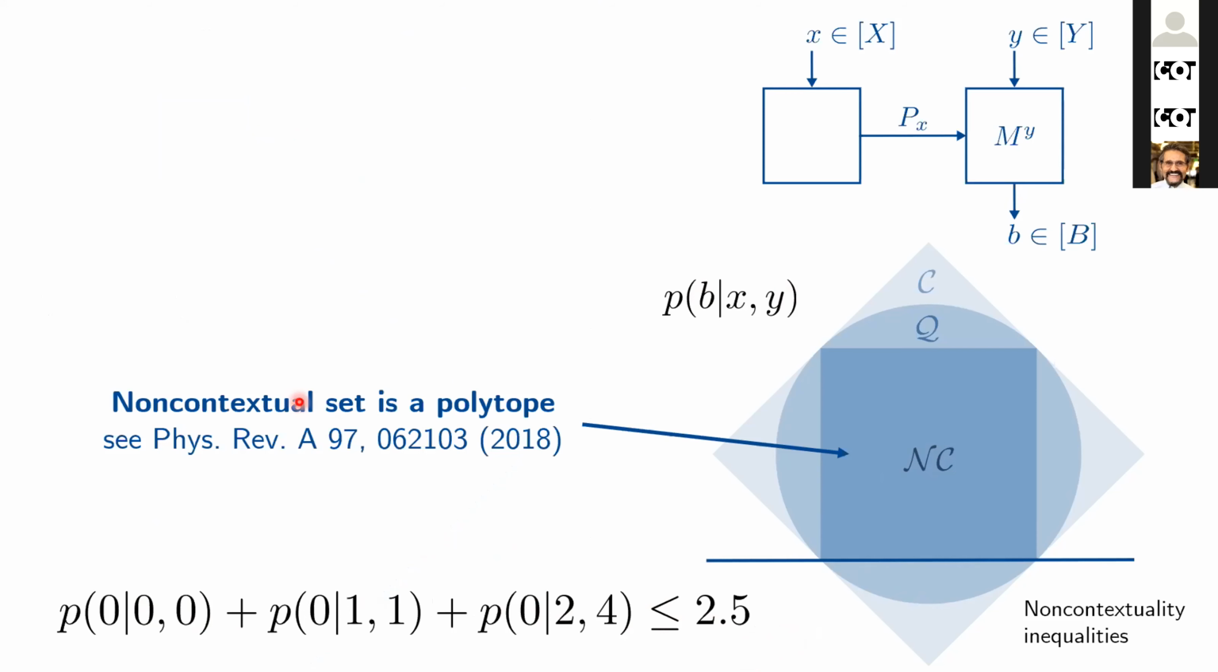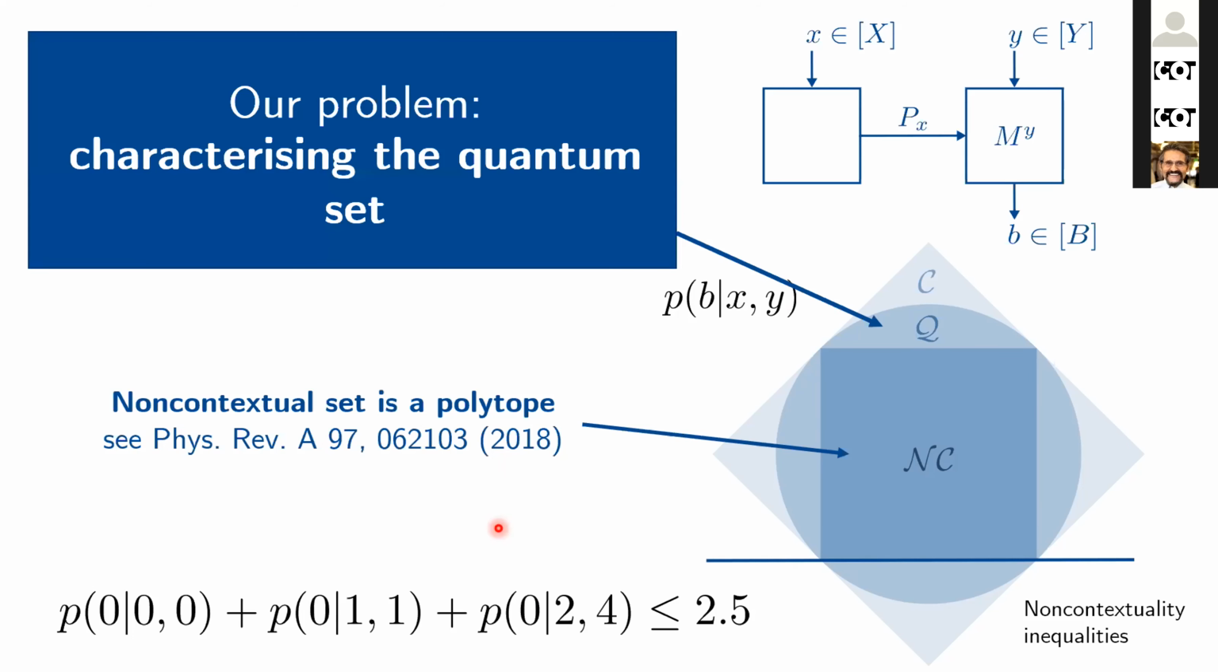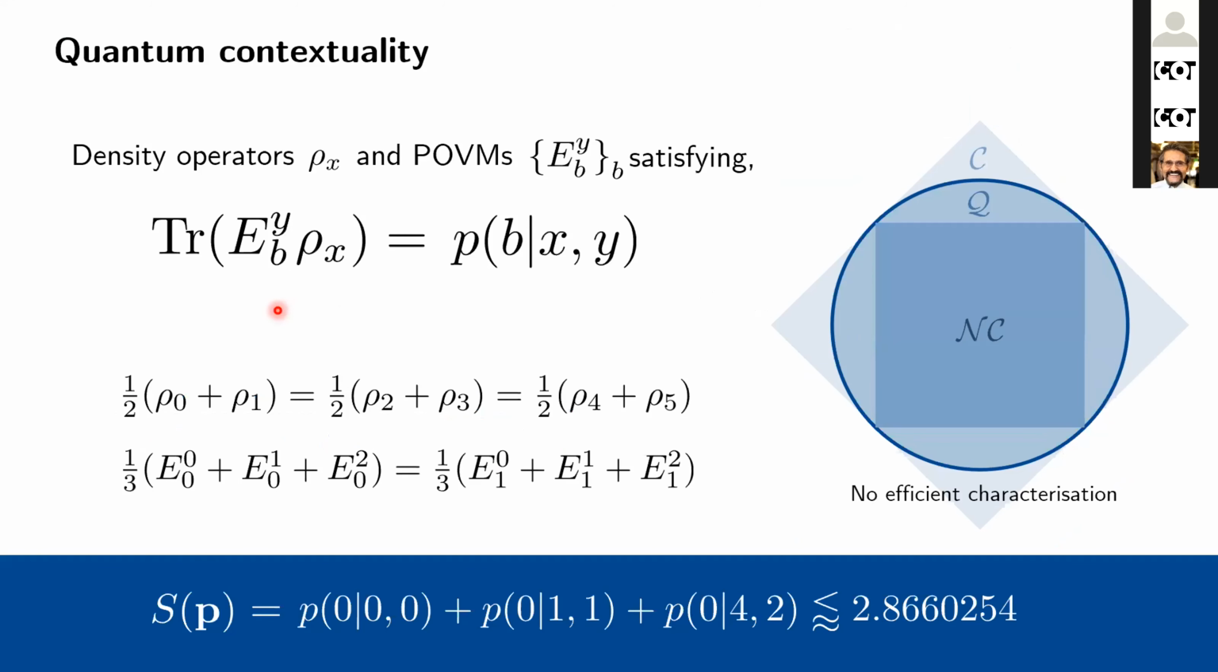The NC set is a polytope, and that means it can be characterized by a linear program. If you want to know more about that, you can check out this paper here, where they give you a method to do that. But for this talk, the thing that we are concerned with is characterizing the quantum set. This is the problem we are interested in, and it turns out to be quite difficult. I'll quickly give you a more rigorous, explicit definition of the quantum set, and then I'll pass over to Alistair so he can tell you about their method.